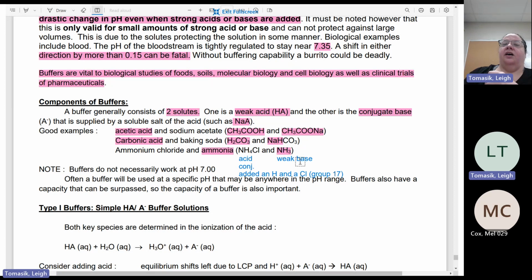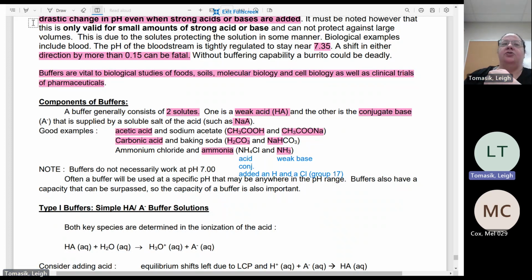Okay, so when you go from a weak acid to its conjugate base, you just remove the H and add an Na. When you are going from a weak base to its conjugate acid, instead of removing an H, you add one, and then you add a group 17 element.